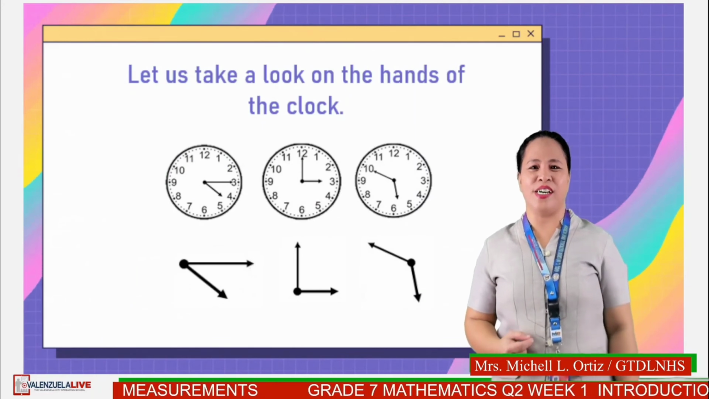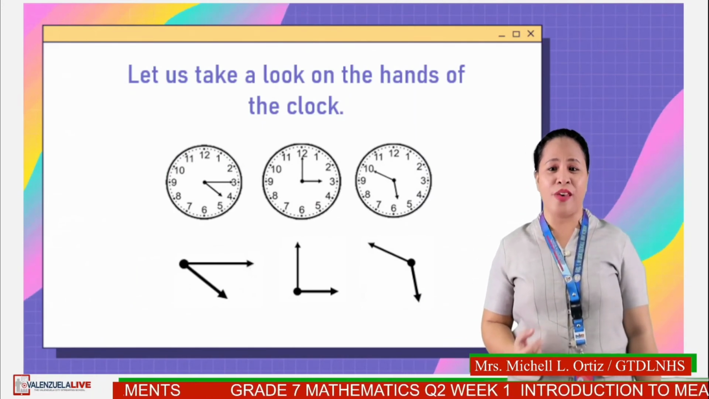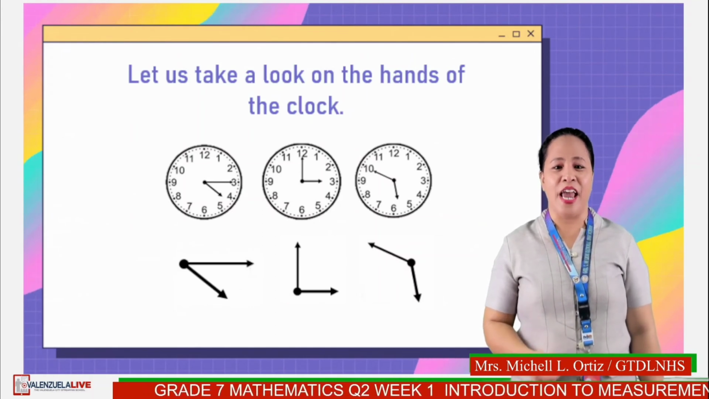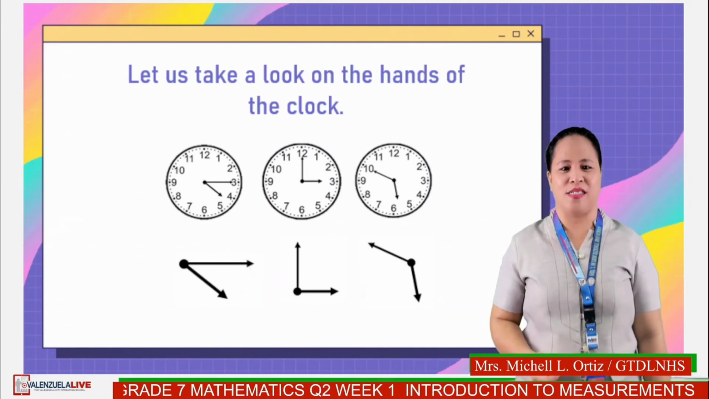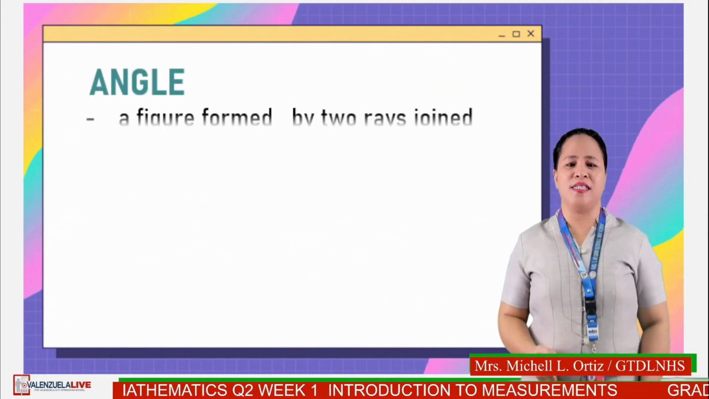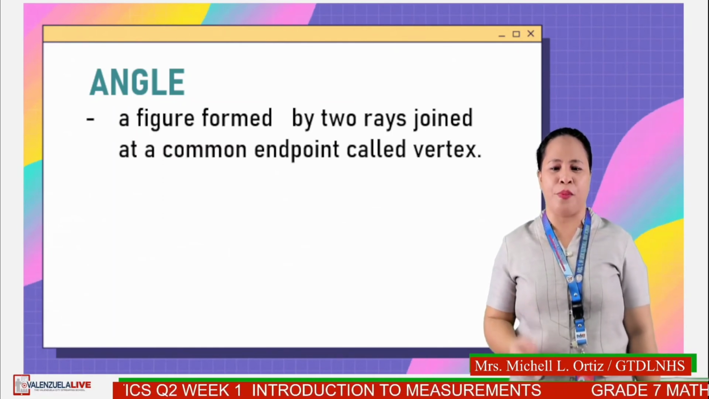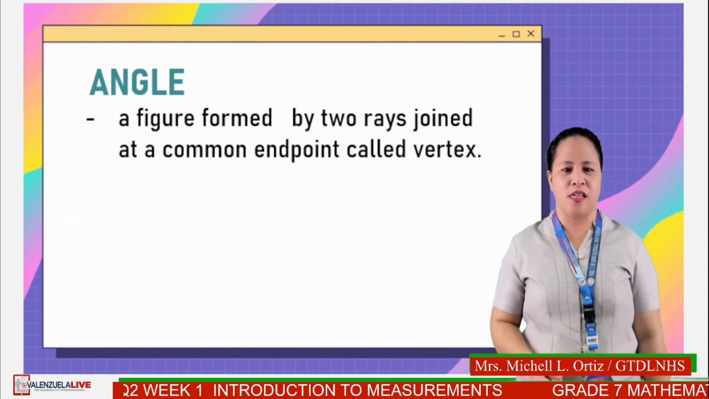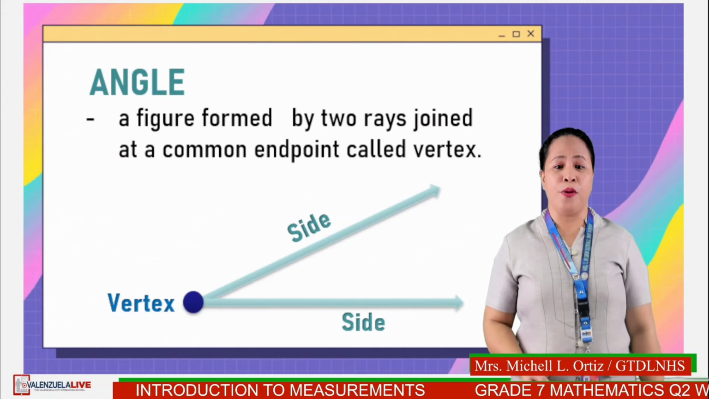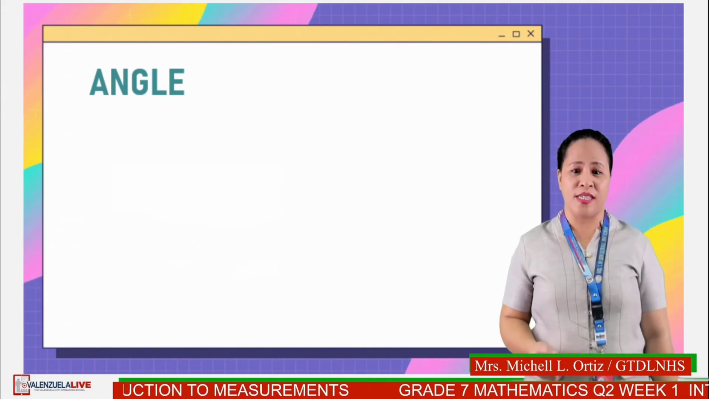Let us take a look on the hands of the clock. Do you know what kind of figures are they? They are what we call angles. Angle is a figure formed by two rays joined at a common endpoint called vertex. Named using the vertex, 3 points with a vertex at the middle or a single number.